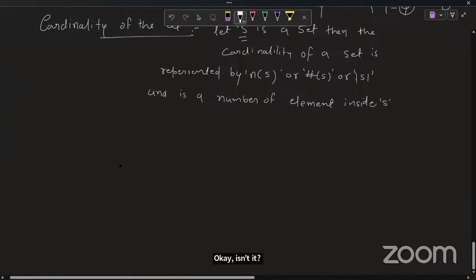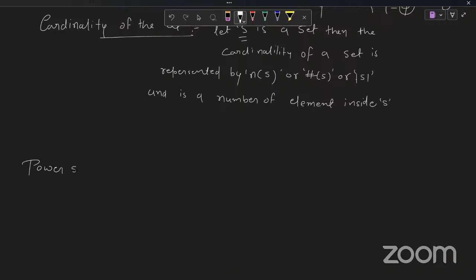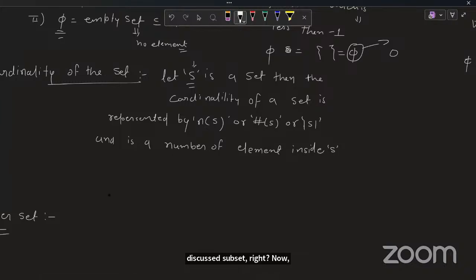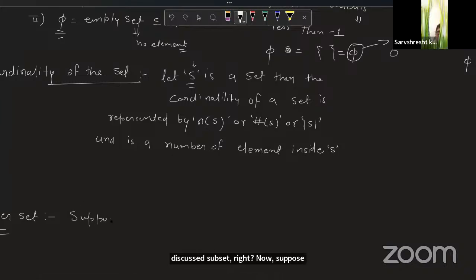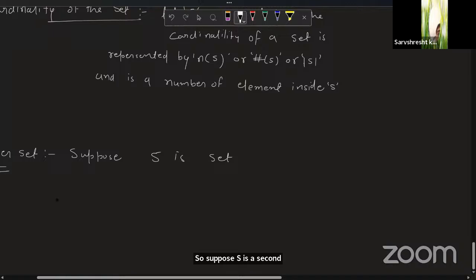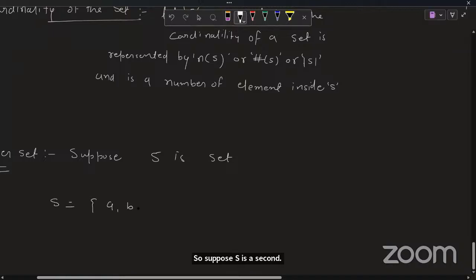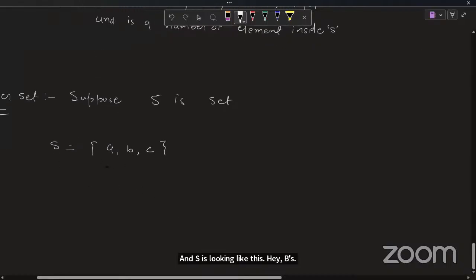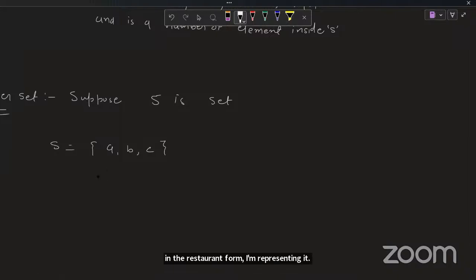So the cardinality topic is done. Now let's move to the power set. What we have discussed up to this is subsets. Suppose S is a set, and S is equal to {A, B, C}, in roster form. Now what are the subsets of this?